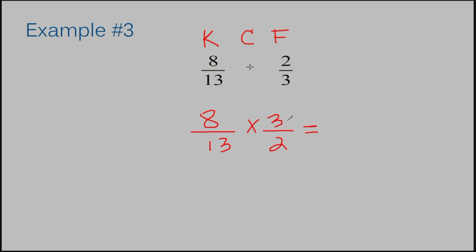8 times 3 is 24. 13 times 2 is 26. I can divide 2 into both my 24 and 26 to simplify, and that would give me 12/13. So my answer to example number 3 is 12/13.